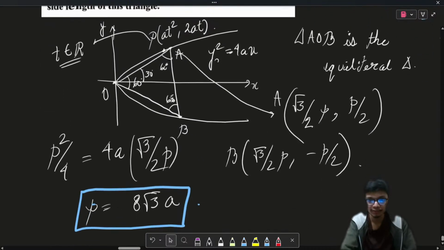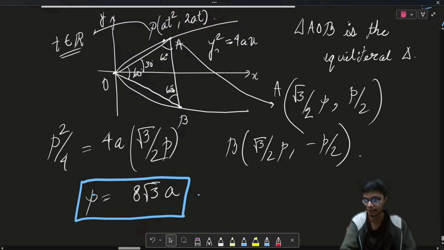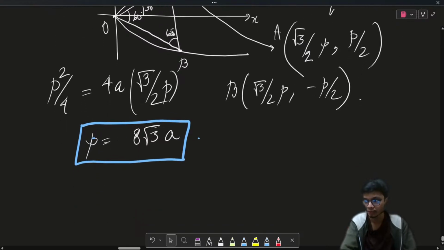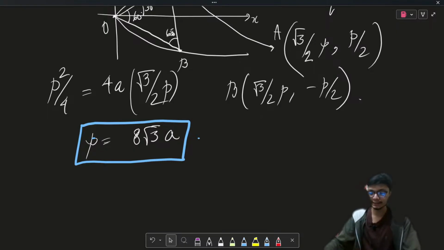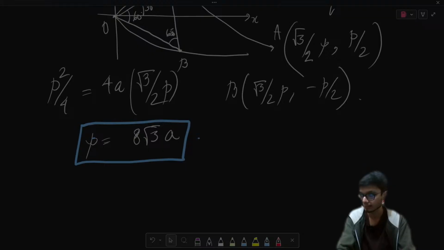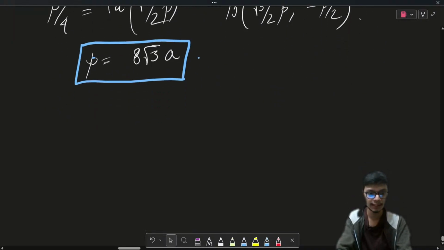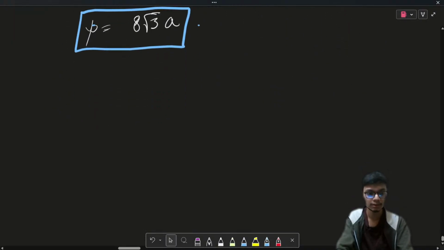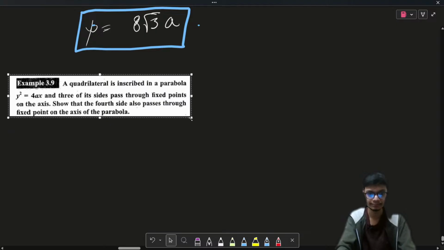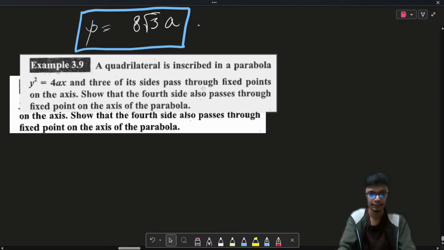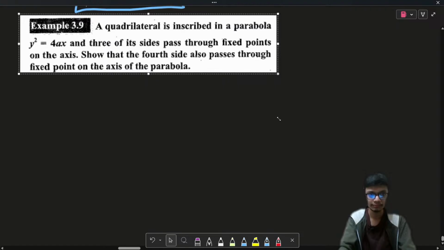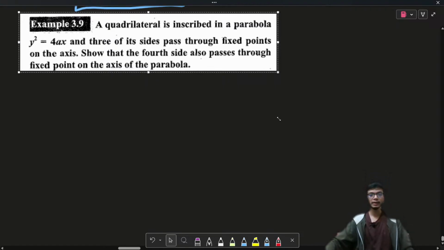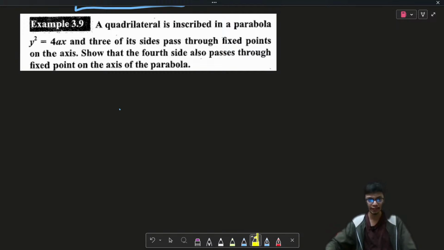Okay, so these are very interesting problems that we need to discuss to understand how we move forward with the following discussion of this chapter, right? Along with that, now if I change this triangle to a quadrilateral, let us now inscribe a quadrilateral inside a parabola. So how will this problem change? Let us try to discuss.